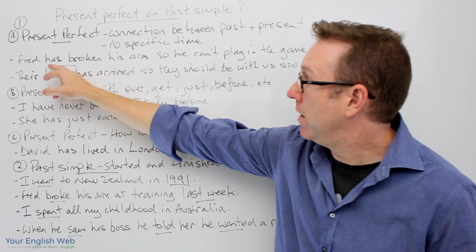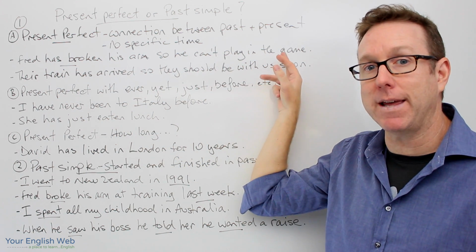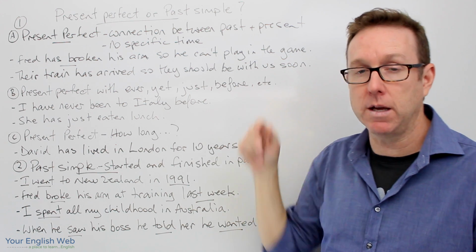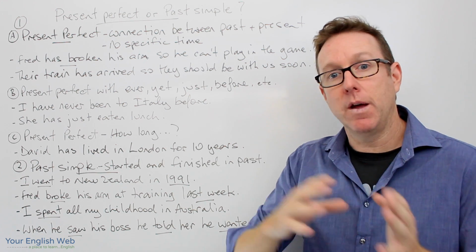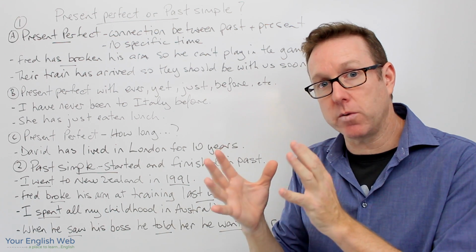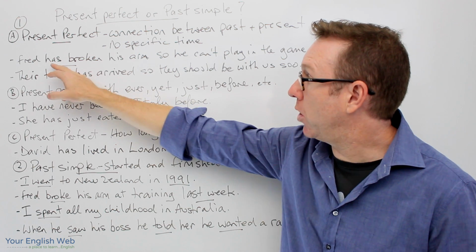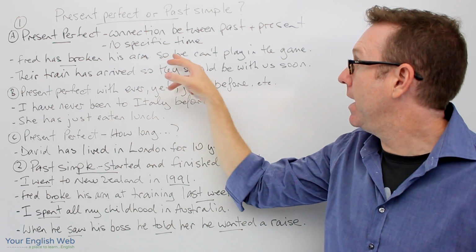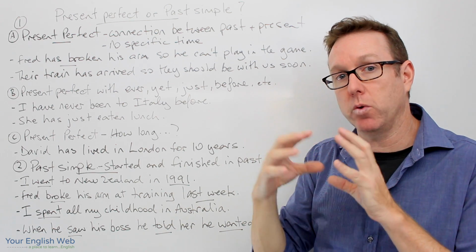So we have, Fred has broken his arm, so he can't play in the game, okay? So he broke his arm in the past. There's a connection with the present because he can't play in the game today, so he has broken his arm, so he can't play in the game. That's the connection between the two, okay?